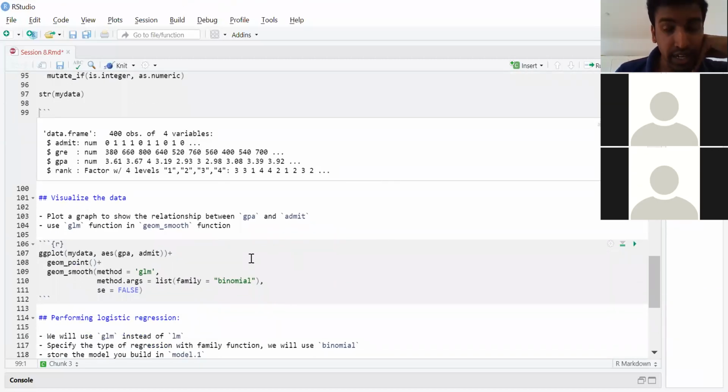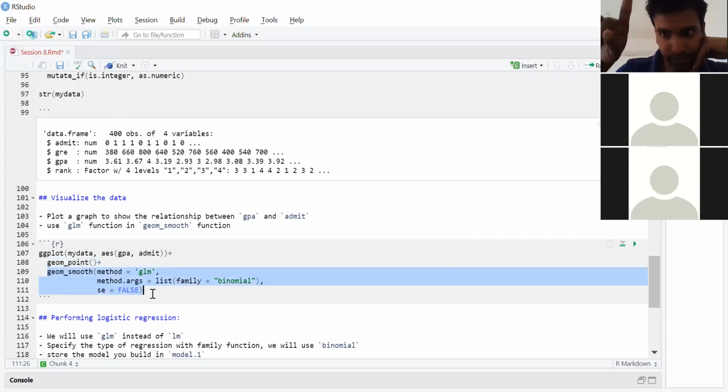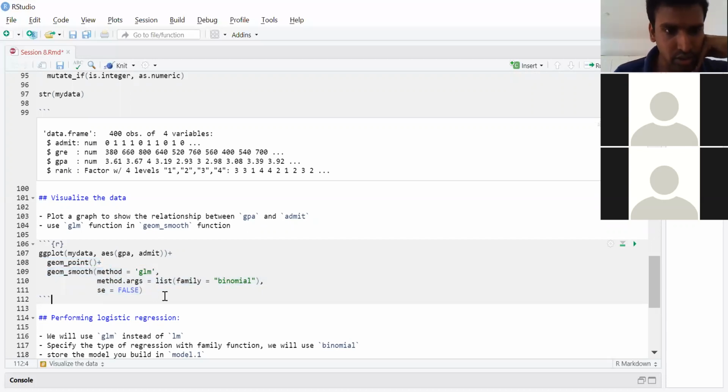And when you want to visualize the data, it's quite simple, and we are using the ggplot function. To extract the data points, we are using geom_point. And to get the logistic regression curve, we use geom_smooth. And there are subtle changes here. Normally, when we plotted for the linear regression, we used method equal to lm, and we did not add any method arguments, but we are adding method.args equal to list(family = binomial).